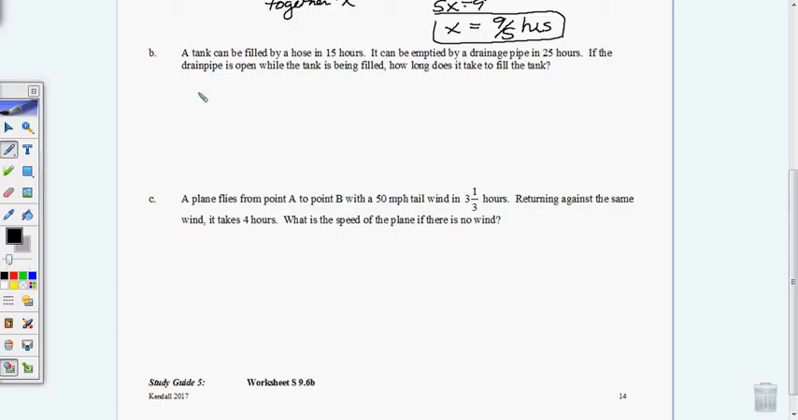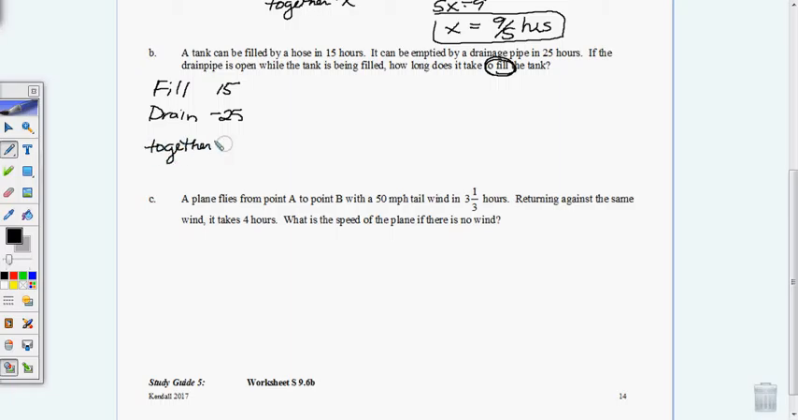Second problem of the You Try Its. A tank can be filled by a hose in 15 hours. It can be emptied by a drain pipe in 25. If the drain pipe is open and the tank is being filled, how long does it take? So the fill pipe can do this job in 15 hours. The drain pipe can do its job in 25 hours, but it is the opposite of what I'm trying to do. I am trying to fill it, not drain it. So that's negative.